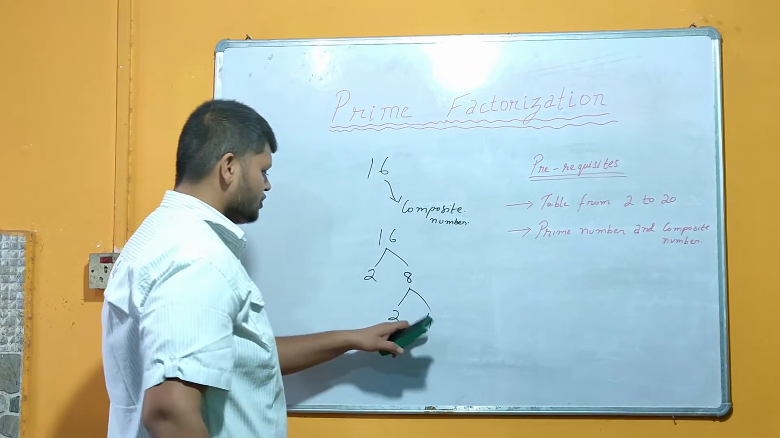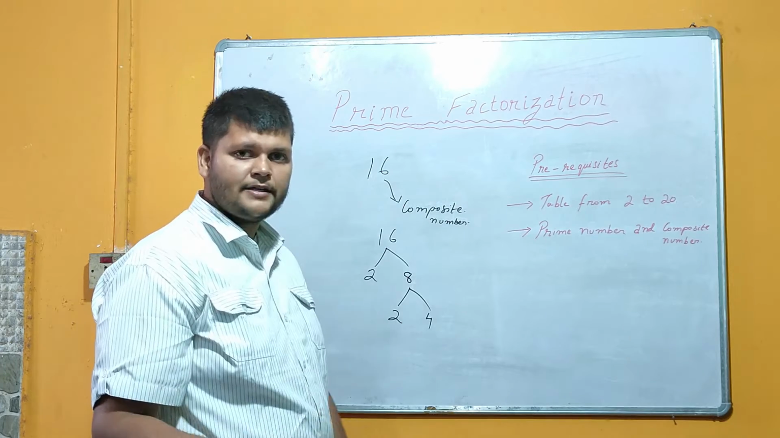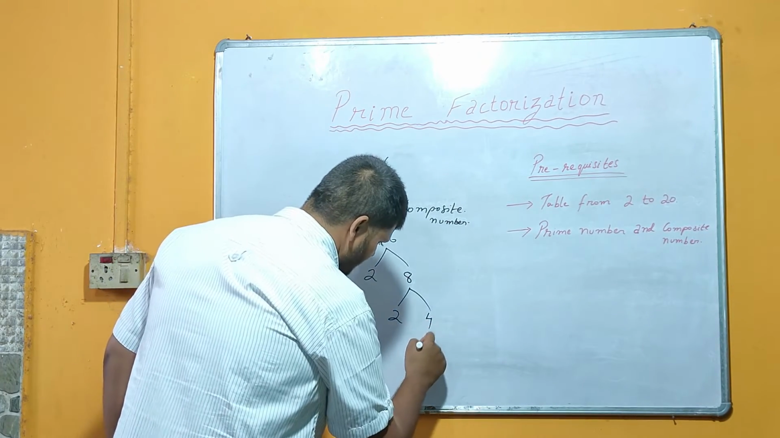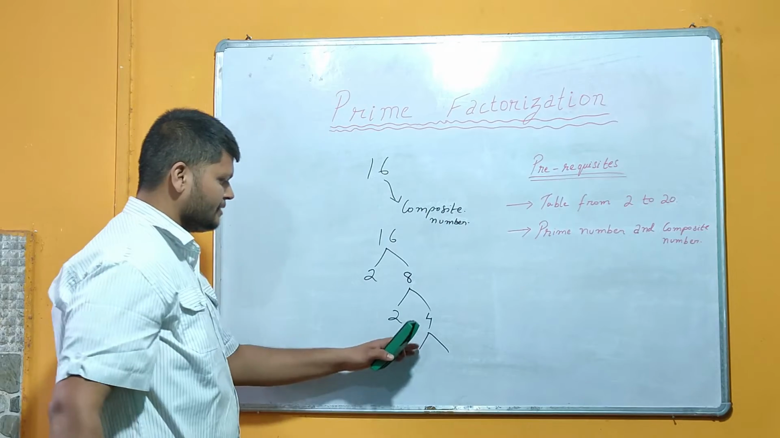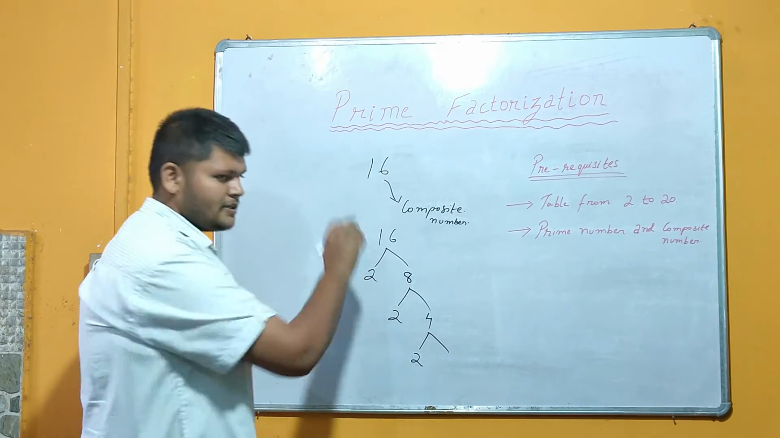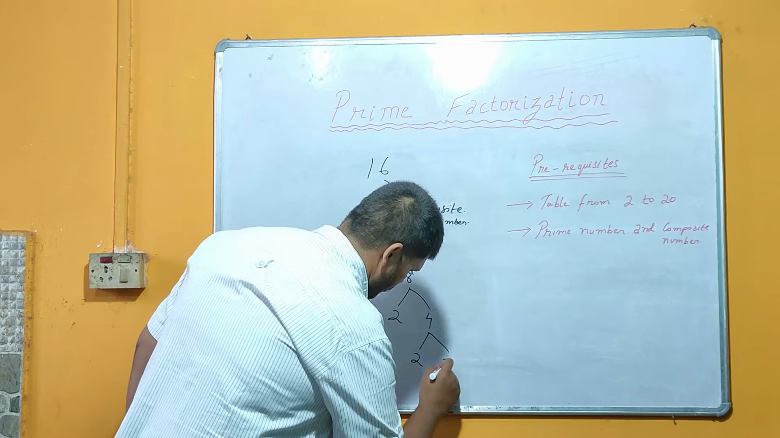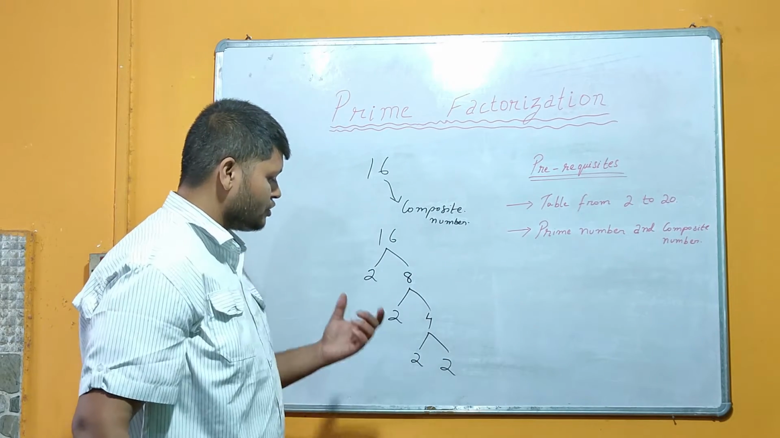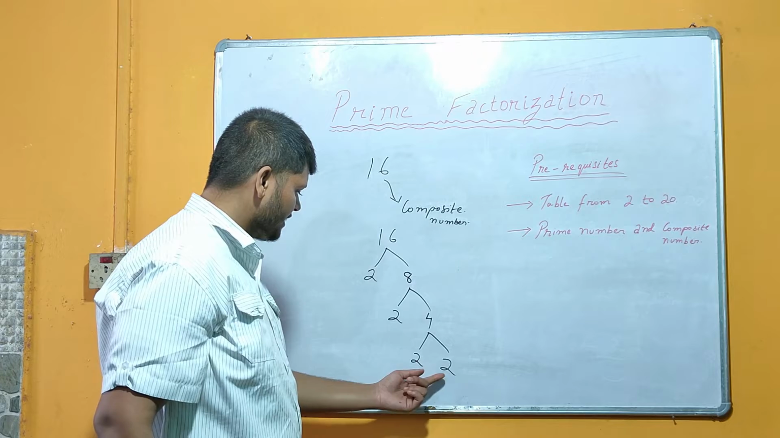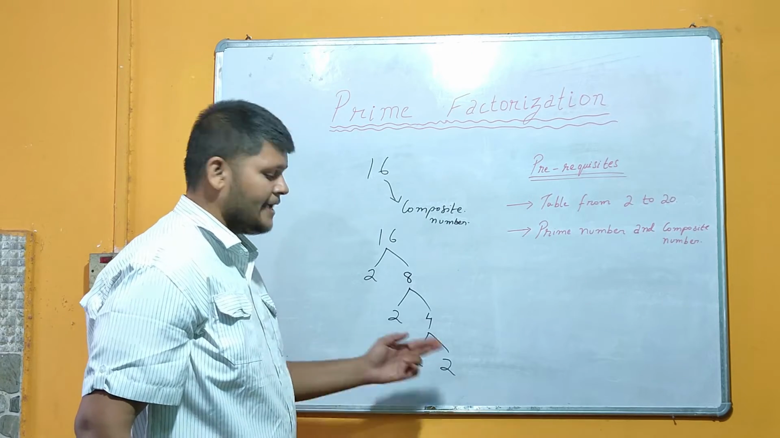Okay. Out of these two, once again you have to analyze which one is the composite number. So this 4 is the composite number. So we will split this 4 into two parts. In the table of 2, how many times will this 4 occur? 2 times. Okay. Now you have to stop our procedure. Why? Because whatever we are getting in the last, it is a prime number.